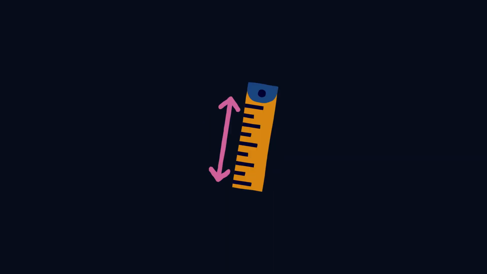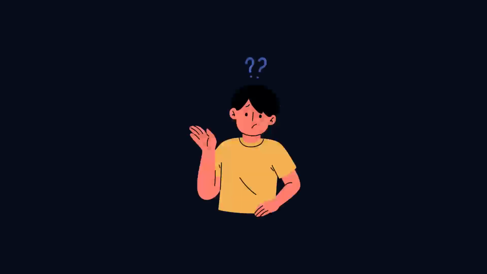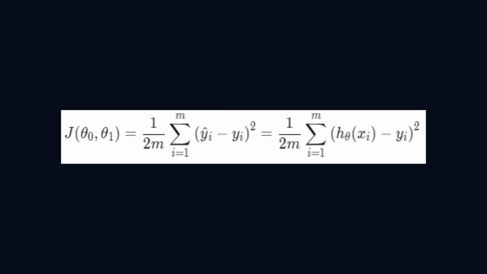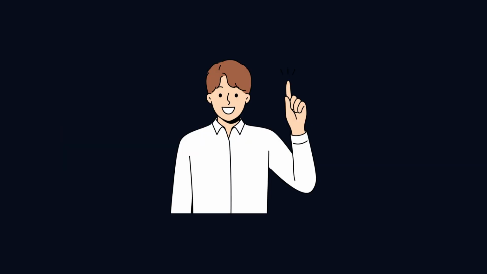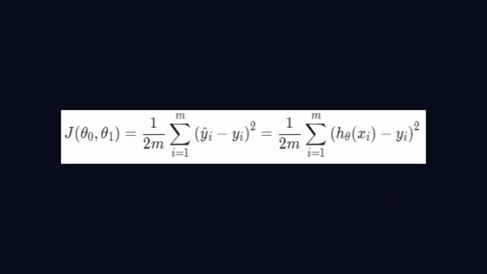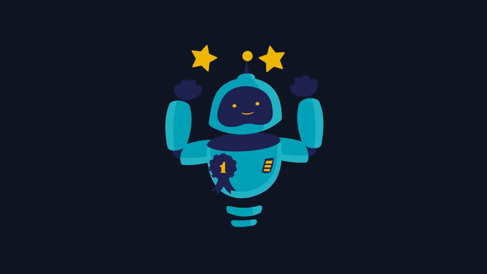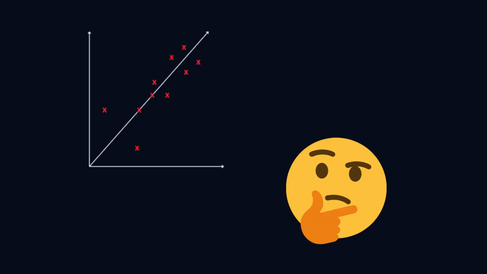A function for measuring how good our hypothesis is called the cost function. The cost function is like saying how wrong are we on average. It calculates the mean of the squared differences between our guess and the real outcome. This is known as the squared error or mean squared error function. This function helps us figure out how much we need to adjust our guess to get it right next time. Let's see how the cost function helps us with linear regression with one variable.